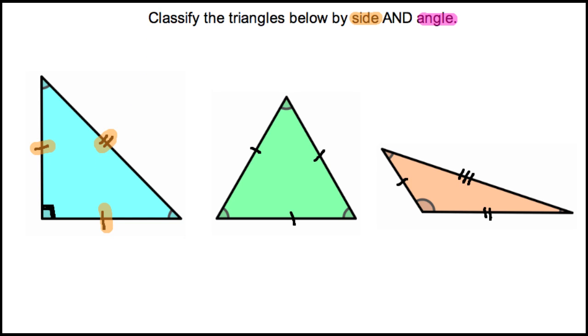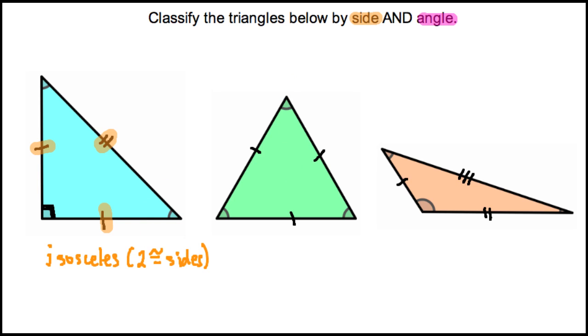So what we have here is a triangle that has two sides that are the same length and one side that is different. And so this is an isosceles triangle. So remember, an isosceles triangle means that it has two equal or congruent sides.